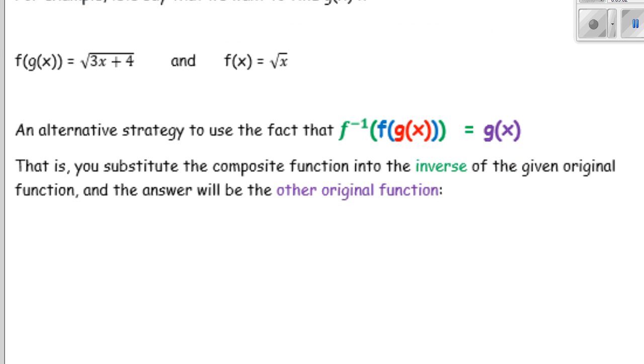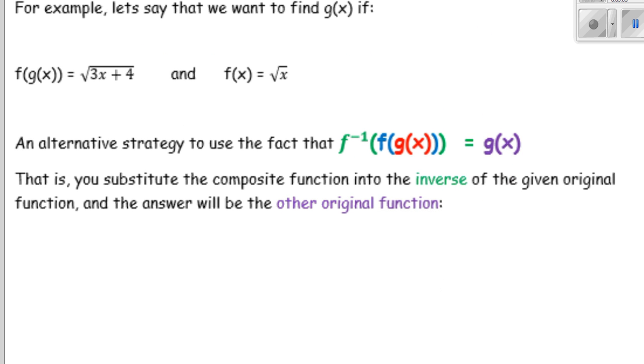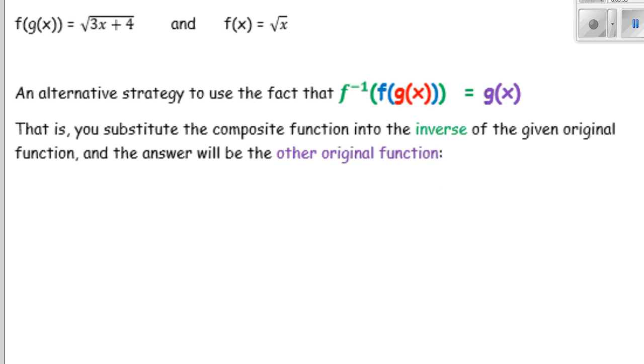So that is you substitute the composite function, which I did in blue and green, into the inverse of the given original. And the answer, when you sub the composite into not that, but the inverse of that, it spits out the original. The only thing is you just have to remember. It's cancelling out, basically. Yeah, they're cancelling each other out. So these are kind of cancelling out the g of x. Doing this cancels out everything except the g of x.